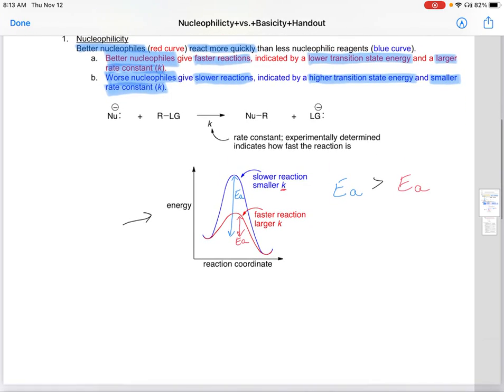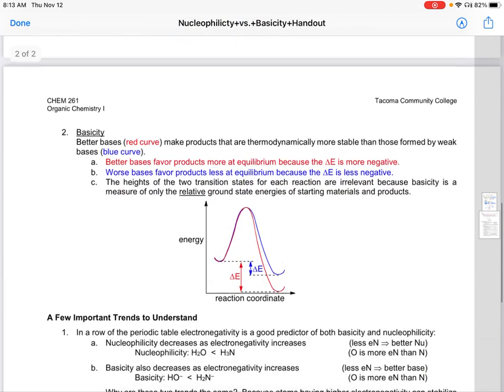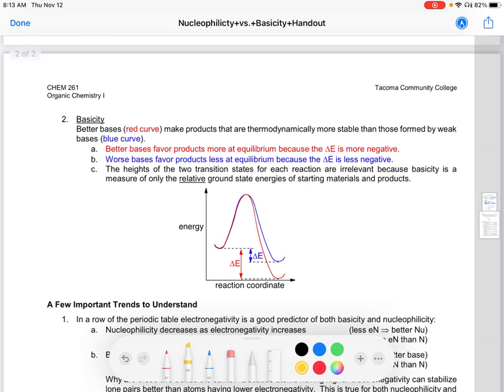All right, so again, nucleophilicity has to do with rates of reaction, kinetics. So let's look at basicity. When we're considering bases, again, we're more concerned with the stability of our reactants and products. So that could just be the stability of the products, or that could be the equilibrium state. So how stable is equilibrium? Better bases make products that are thermodynamically more stable than those formed by weak bases. So let's look at our hypothetical reaction coordinate diagram down below. Now the reactants are both at the same energy levels for these two different scenarios, so we can eliminate that as a factor in our discussion. We can also see that the activation energies are the same for these two reactions. The only difference is the energy of the products.